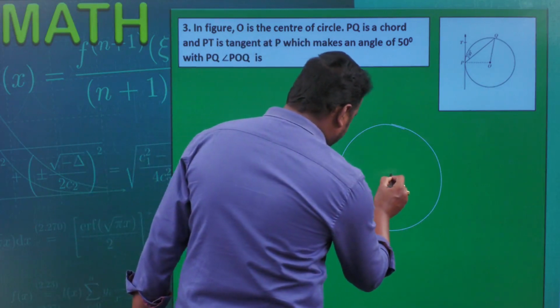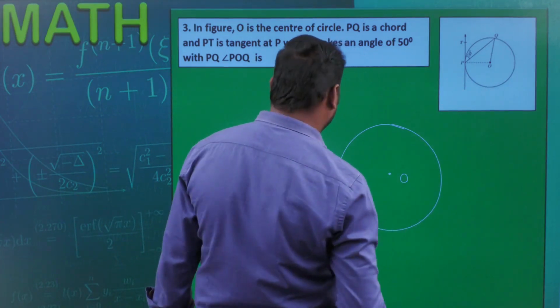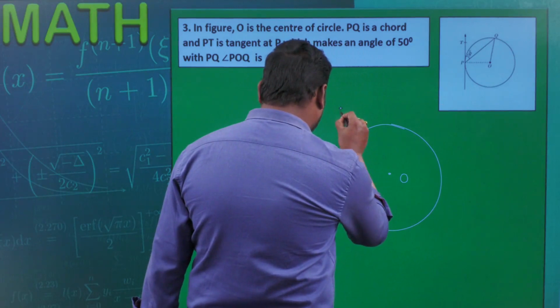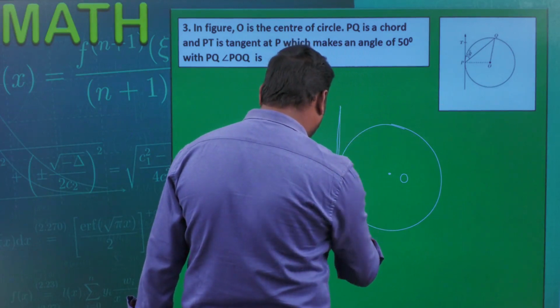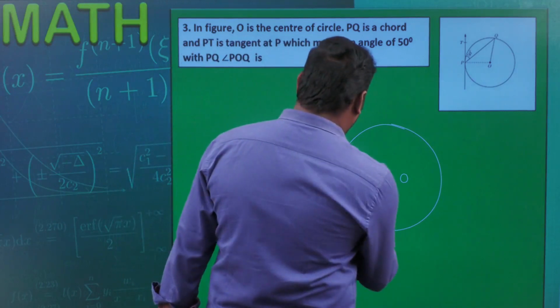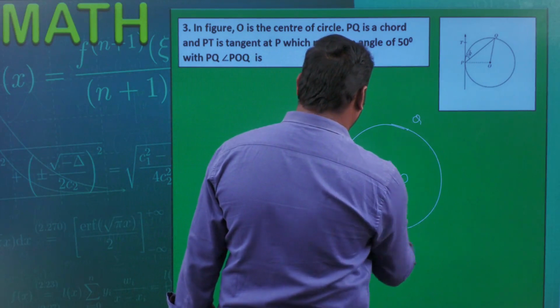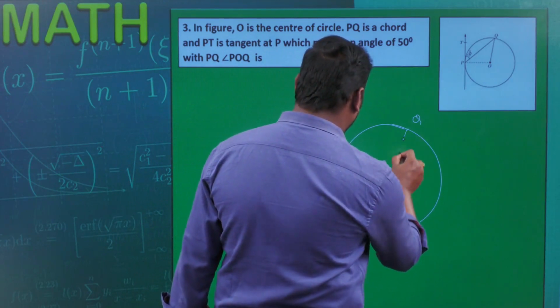And this is the center of the circle as it is given, which is O. And there is a tangent given. So this is, for example, the tangent to the circle. And this point is P and this point somewhere is Q. So these two are joined and these two are joined.